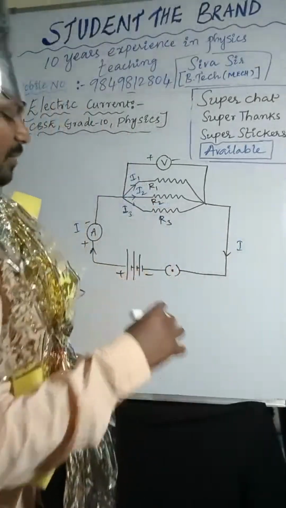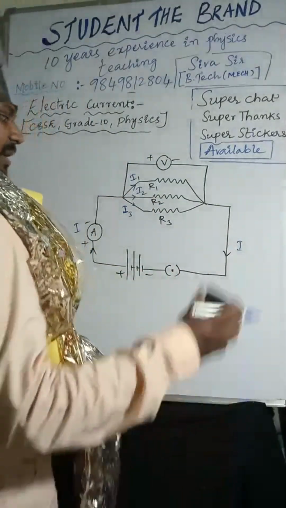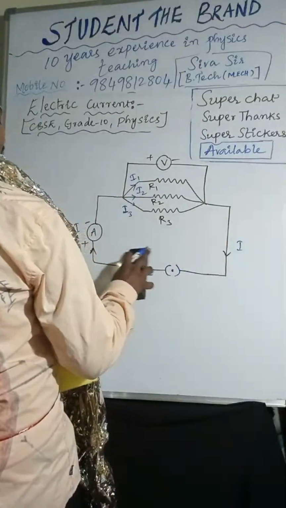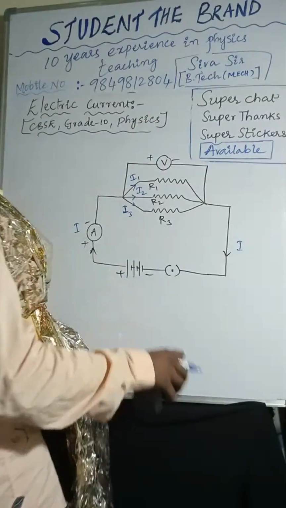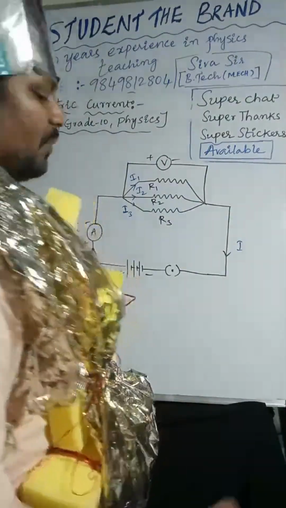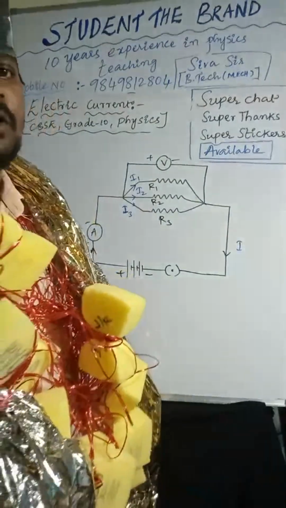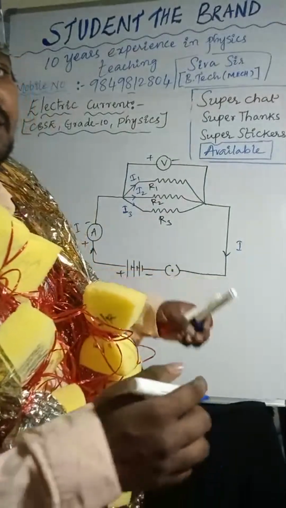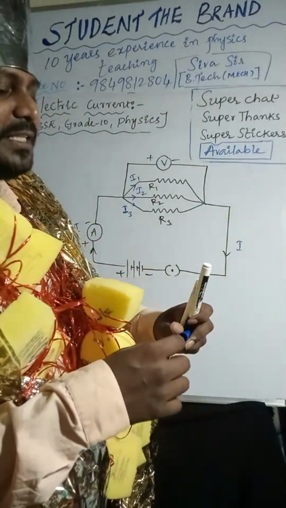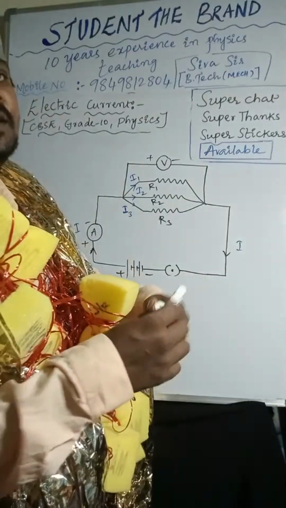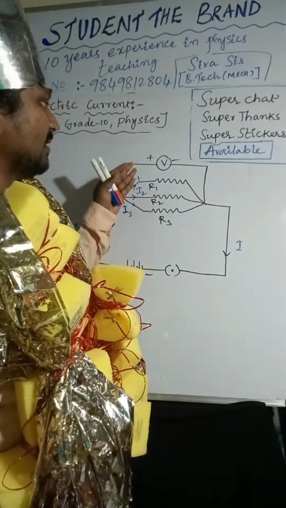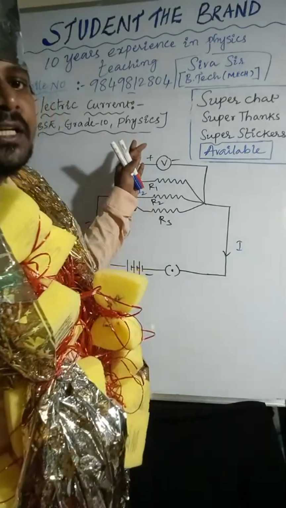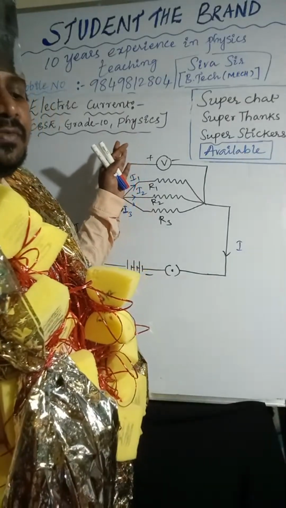So in this parallel combination, all resistors are connected in parallel. The potential difference is the same across R1, R2, and R3.